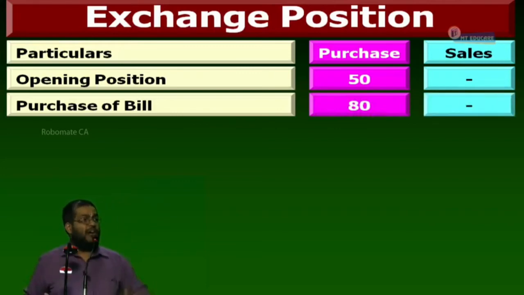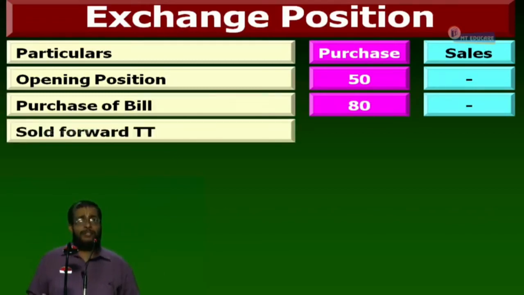Everybody following? Now, don't worry about Nostro. So simply say purchase, sales in the exchange position. Can I proceed? Now, next is sold forward TT. Forward TT is forward only. Just simply understand it. Tell me, am I selling foreign currency or buying foreign currency? Selling foreign currency. Suppose I am the bank in India. My foreign currency is what? Swiss francs. I am selling what? Swiss franc. How many Swiss francs am I selling?